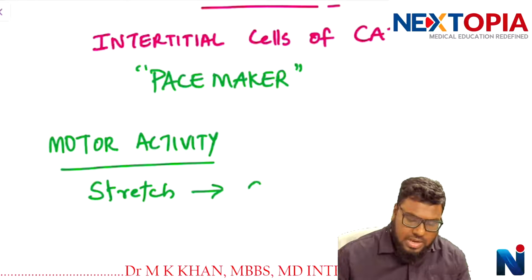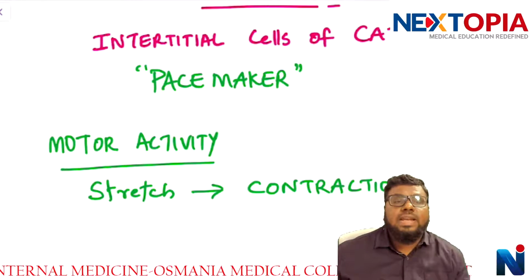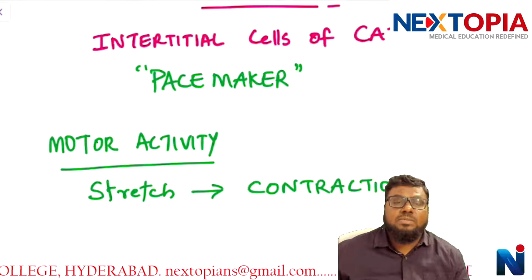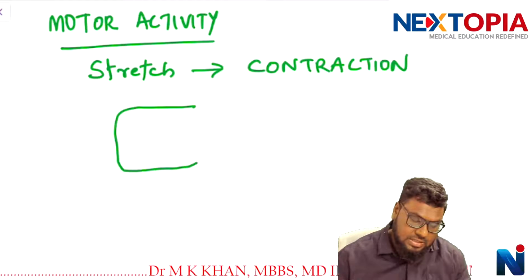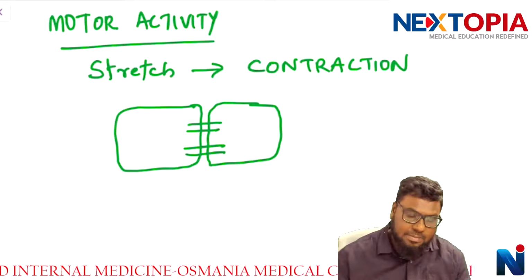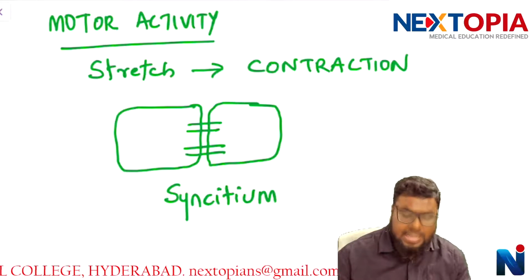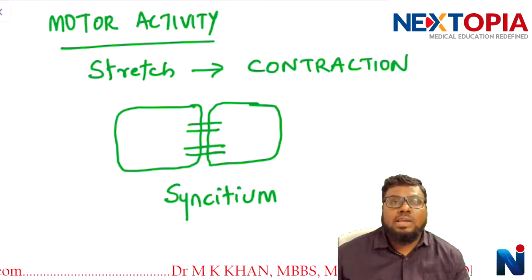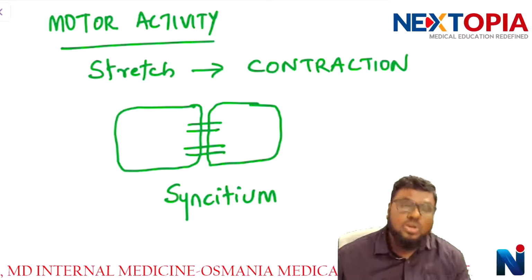Contraction. Stretch causes contraction. The gap junctions which are present create the electrical syncytium within the smooth muscle. So the gap junctions, suppose there are two intestinal cells. The gap junctions which are present create what is known as electrical syncytium. This results in slow waves which result in low levels of contraction, and an action potential is generated, and the action potential causes strengthening of the contraction.